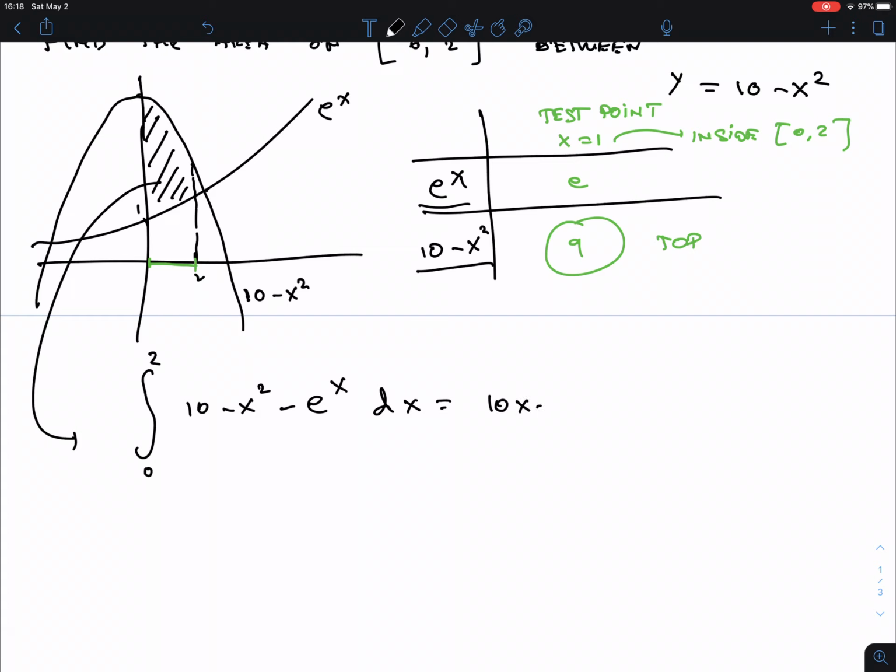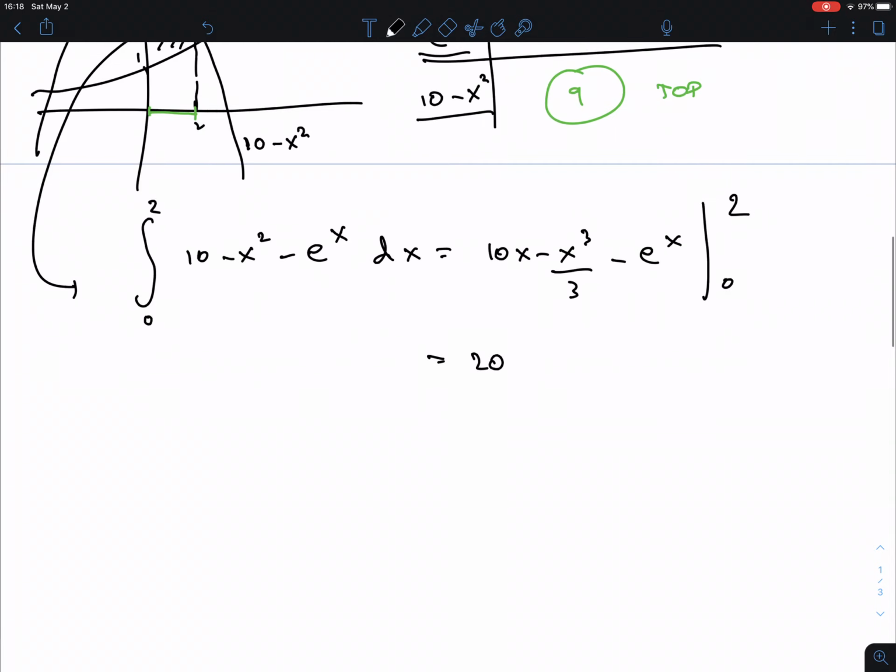Integral: 10x minus x cubed over 3, and then minus the derivative of e^x, which is just e^x, between 0 and 2. So we plug in: that is 20 minus 8/3 minus e squared, minus, now plug in 0, that is 0 minus 1. Be careful, e to the 0 is 1. And that's it. You don't need to simplify.